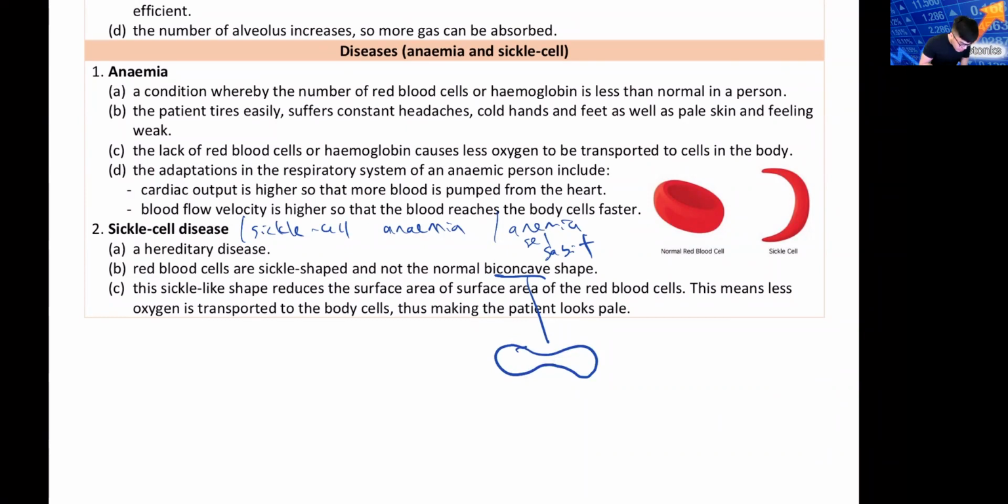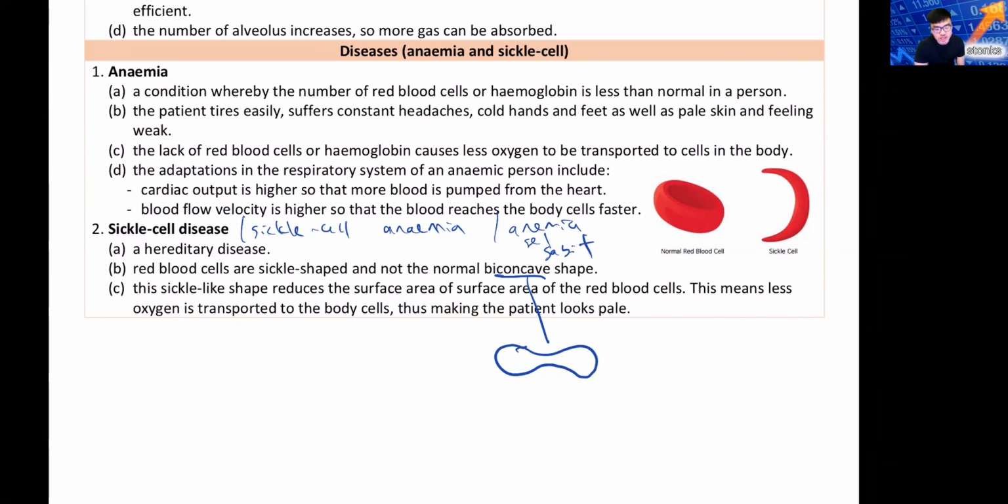Okay, so this sickle-like shape reduces the surface area of the red blood cell. This means less oxygen is transported to the cells. So if your red blood cell looks like this, you get very tired. Okay, so what do you do? You have to go for a blood transfusion. If it is very serious, you have to go for a blood transfusion.